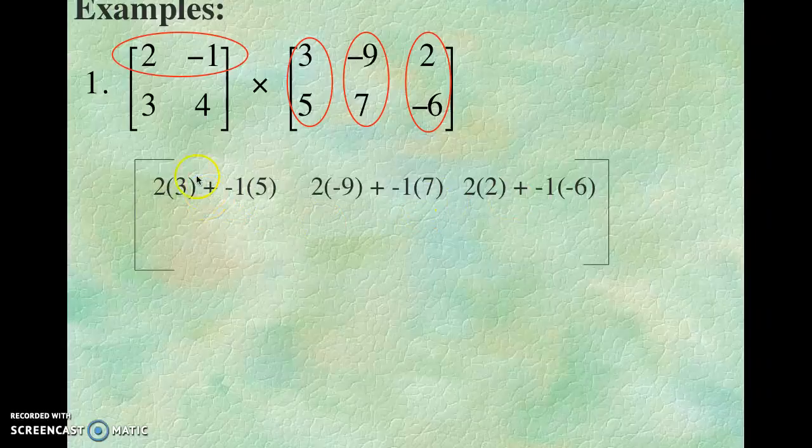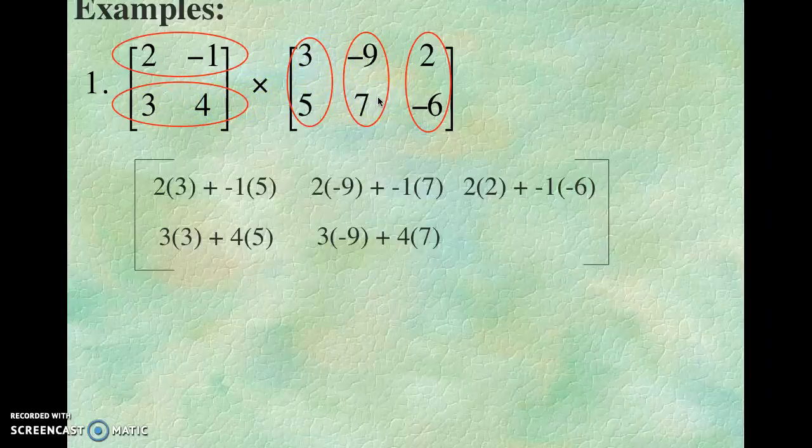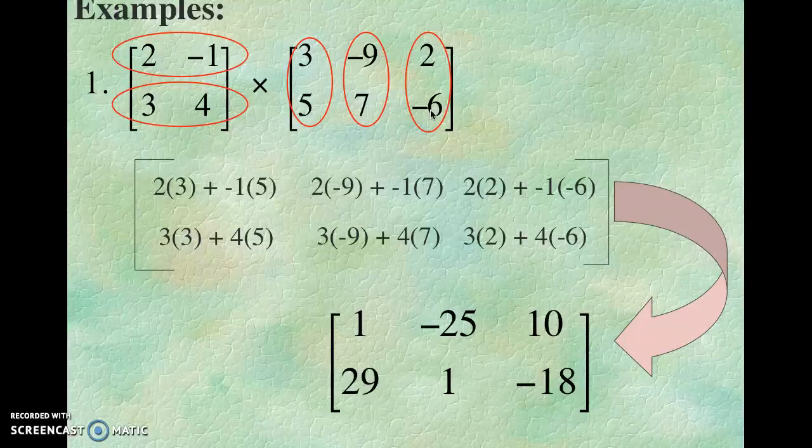Then we're going to take 3, 4 and multiply it. So we'll multiply 3 times 3 and add that to 4 times 5. Then we'll take 3 times -9 and add that to 4 times 7. Then we'll do 3 times 2 and add that to 4 times -6. When we multiply and then add all those, we're going to get a matrix of 1, -25, 10, 29, 1, and -18.